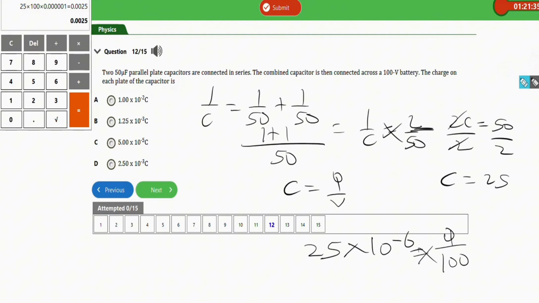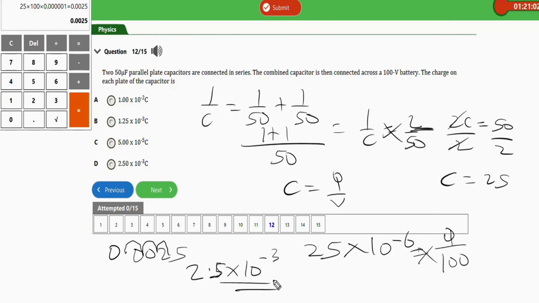If you put this value in standard form, 0.0025, you go 1, 2, 3. So this is 2.5 times 10 to the power negative 3 coulombs of charge. So the right option is what? Option D. Alright, so that's it for this question. Let's wipe this now and solve the next repeated question.